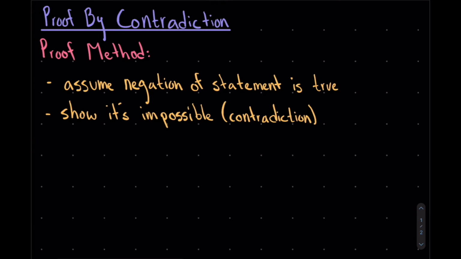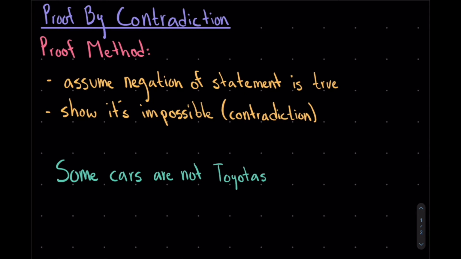Let's look at a simple example to solidify our understanding. Let's say we want to show that the statement that some cars are not Toyotas is true. Obviously, this is a true statement, but let's try to prove it using contradiction. The negation of the statement is that all cars are Toyotas. However, I can make the observation that my dad drives a Hyundai, and therefore, by showing a counterexample, I've shown that the negation is false, and therefore the initial statement must be true.